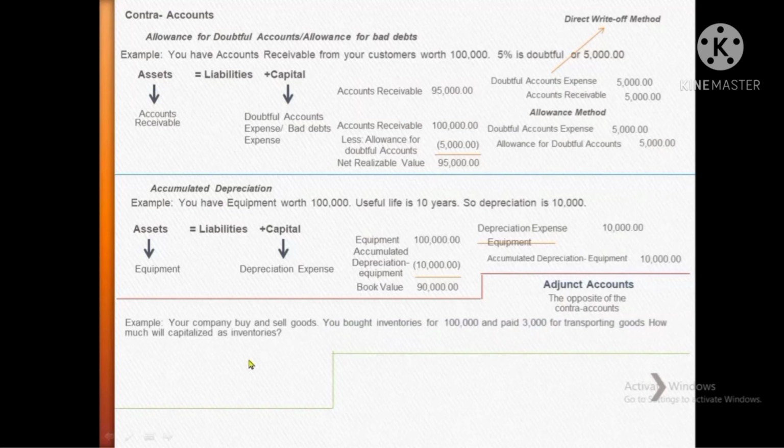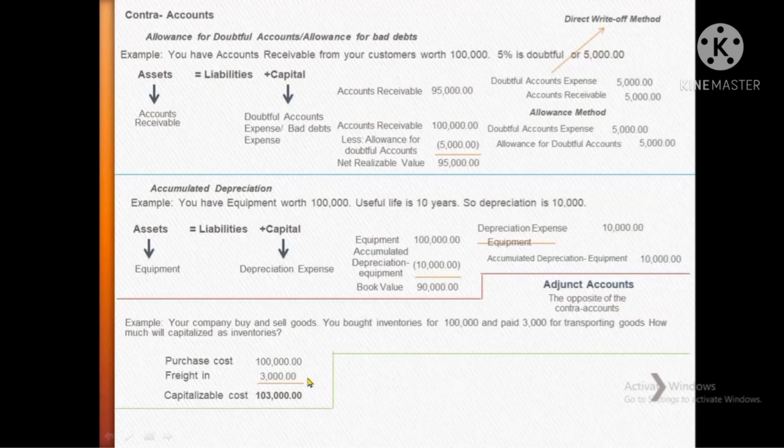For example, you bought inventories for 100,000 and paid 3,000 for transporting the goods. The question is, how much will be capitalized as inventories? To answer that, we have of course the purchase cost of 100,000 and the freight in of 3,000. So all in all, the capitalizable cost is 103,000. By the way, freight in is an example of an adjunct account. And that's it for this slide.